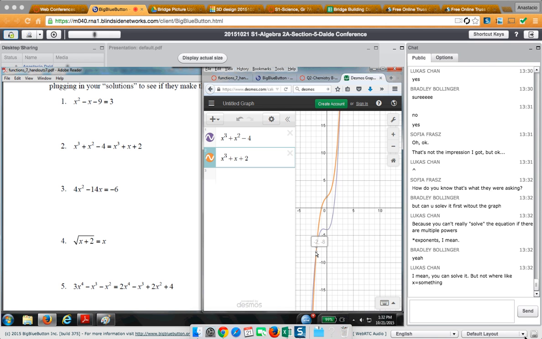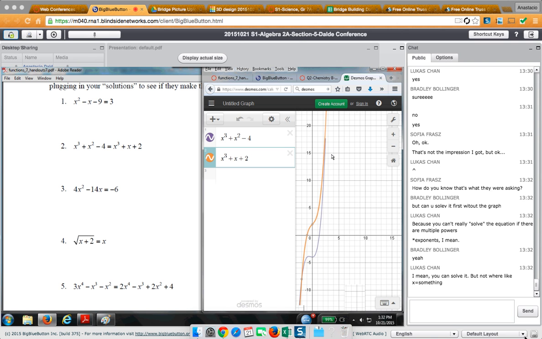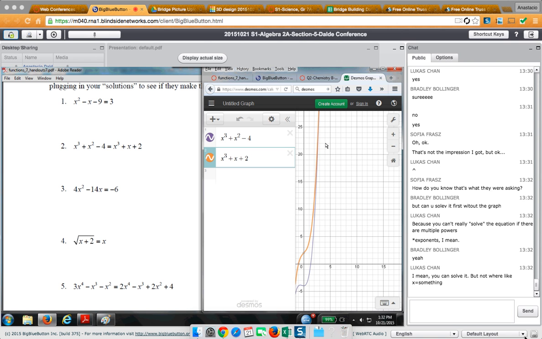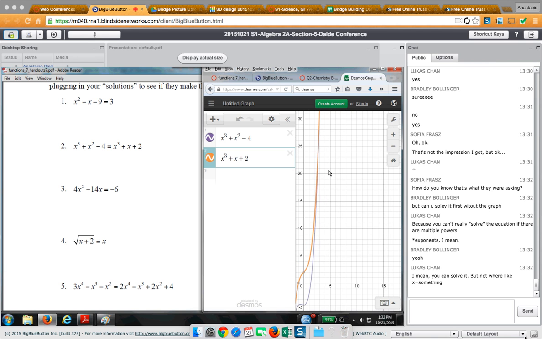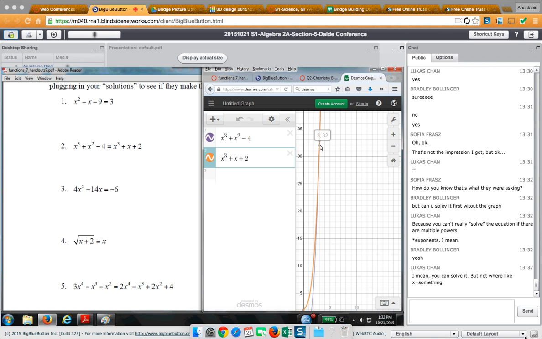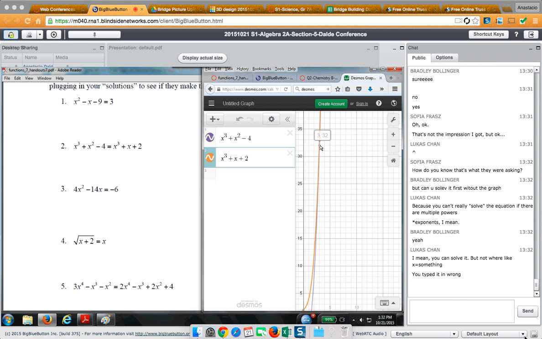One is at x equals negative 2. And the other is at x equals, way up here, 3. Wow. That's weirdly easy. I typed it in wrong? What do you mean I typed it in wrong? It's correct.